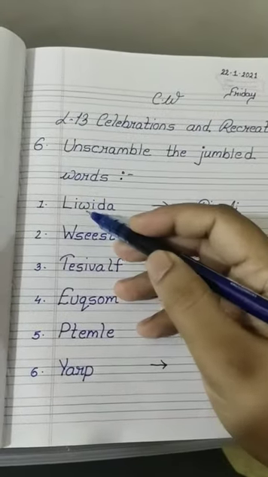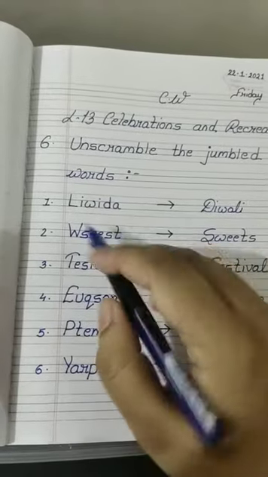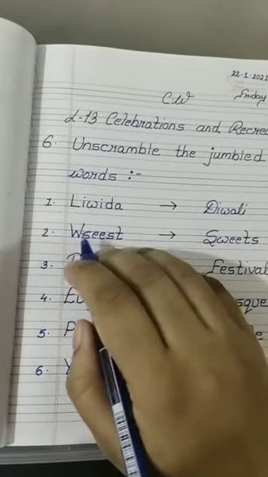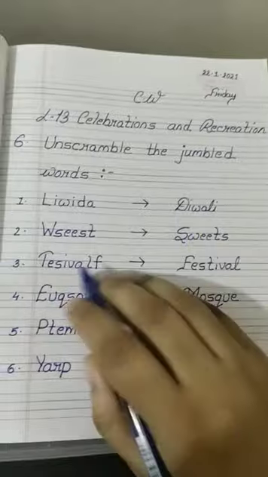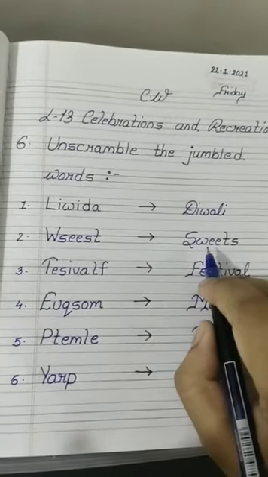These six words, like 1, 2, 3, 4, 5, 6, these words have different letters, they are jumbled words. You have to write them correctly, okay? You have to write these jumbled words in the correct word, in the correct form, isn't it?